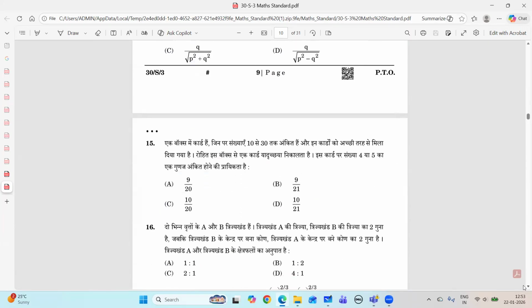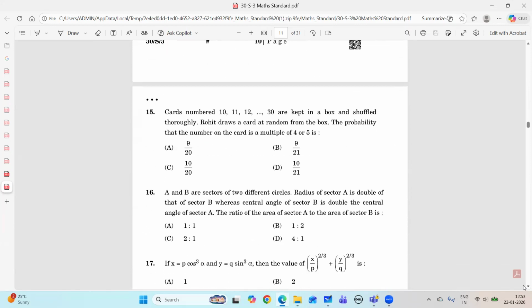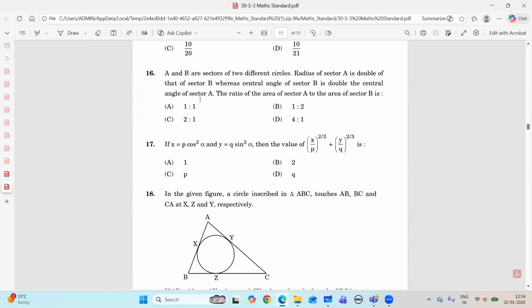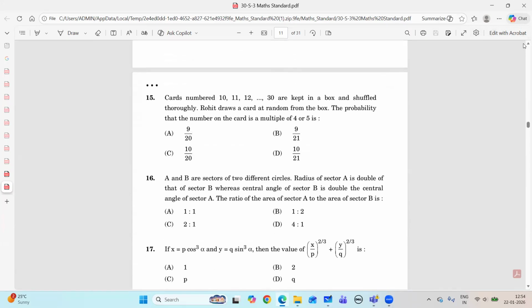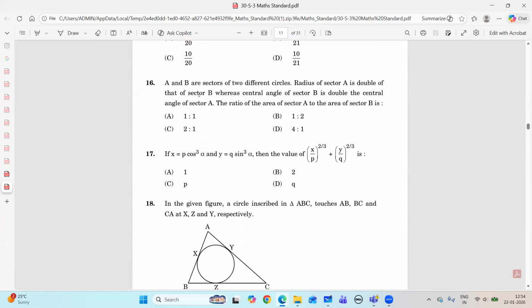That is question number 16. A and B are sectors of two different circles. The radius of sector A is double that of sector B, whereas the central angle of sector B is double the central angle of sector A. The ratio of the area of sector A to the area of sector B is dash.